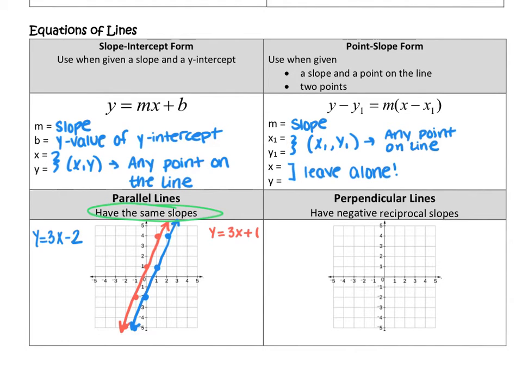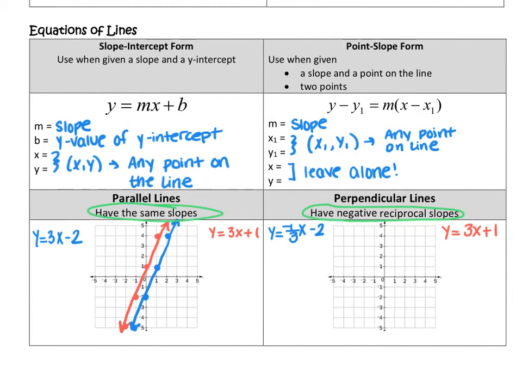Now let's do perpendicular lines. So perpendicular lines have what we call negative reciprocal slopes. So negative reciprocal means we flip and negate the slope. So let's just say I have this line y equals 3x plus 1. If I flip and negate the slope, so if I flip 3, we get 1/3. And if I negate it, so negative 1/3 x. And then the y-intercept really doesn't matter, so I'll make it exactly the same as before.